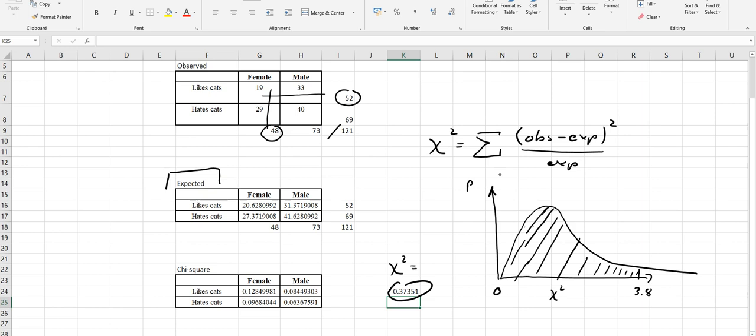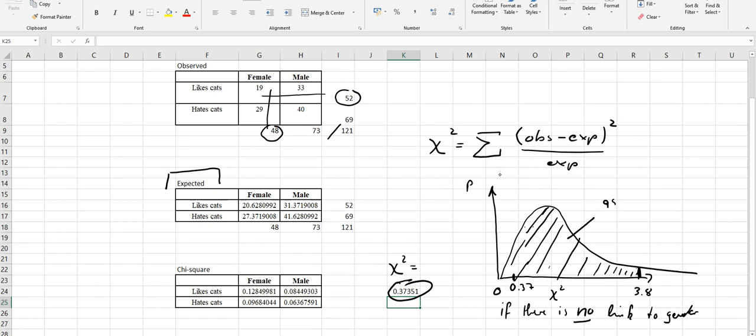If there is no link to gender or link between gender and cat preference, we would have a confidence interval from 0 to 3.84. This is where we would expect 95% of our data to be located in. Now, we just calculated a chi-square value of 0.37, so that might be just somewhere here, so that would be 0.37 in this case. And we see that our calculated chi-square value is very nicely within this 95% confidence interval.